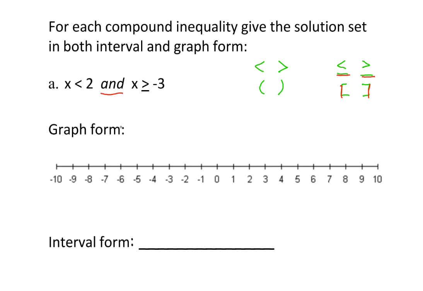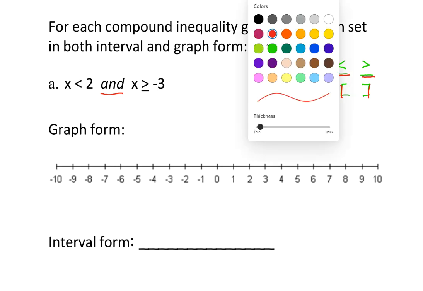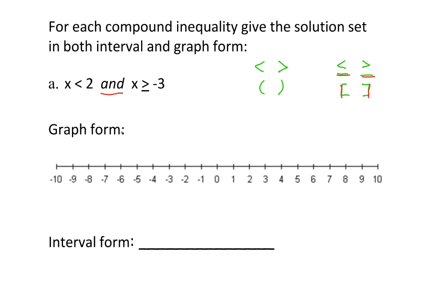Okay, so when we're combining these inequalities, notice that it says and. So and represents the intersection, or only the part of the graph that overlaps. Well, before we can see what overlaps, we need to see what the two graphs look like separately. So I'm going to not put these separate ones on the line. I'm going to hover them above or below the line.